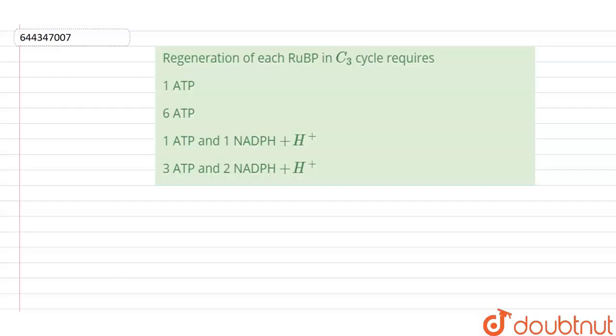Hello everyone, let's do this question. The question says, regeneration of each RuBP, ribulose bisphosphate, in the C3 cycle requires: 1 ATP, 6 ATP, 1 ATP and 1 NADPH plus H plus, or 3 ATP and 2 NADPH plus H plus. So now let's solve this question.